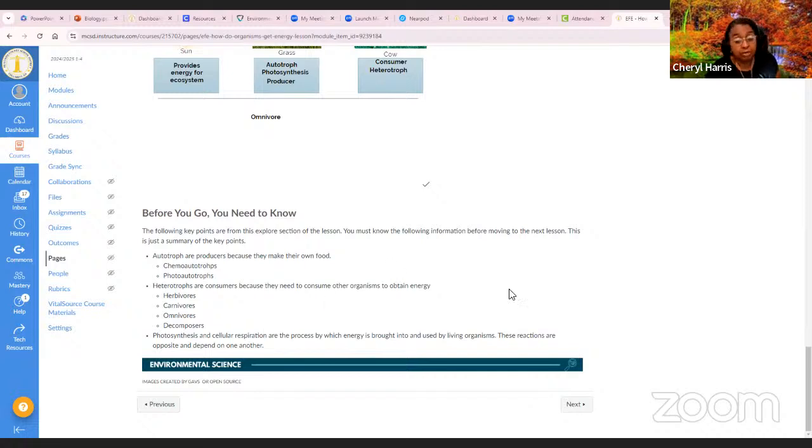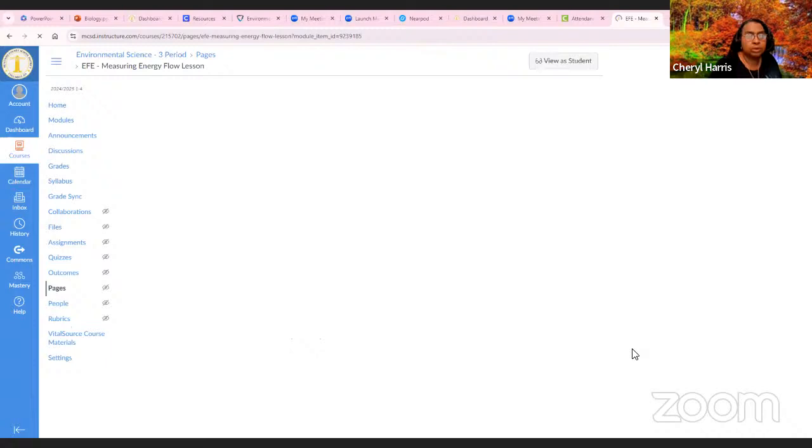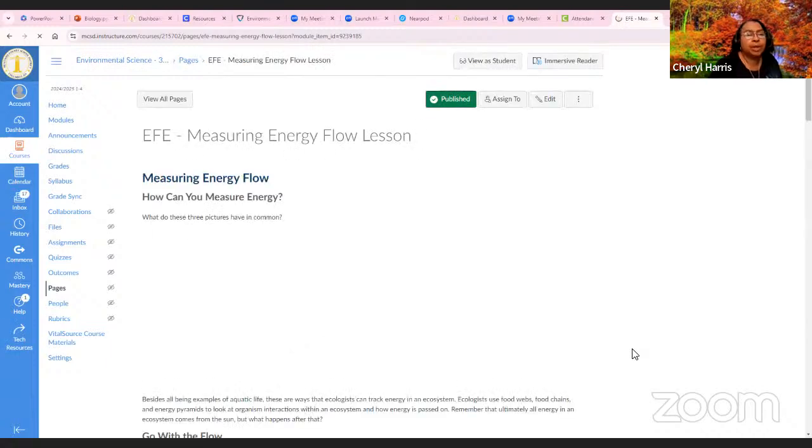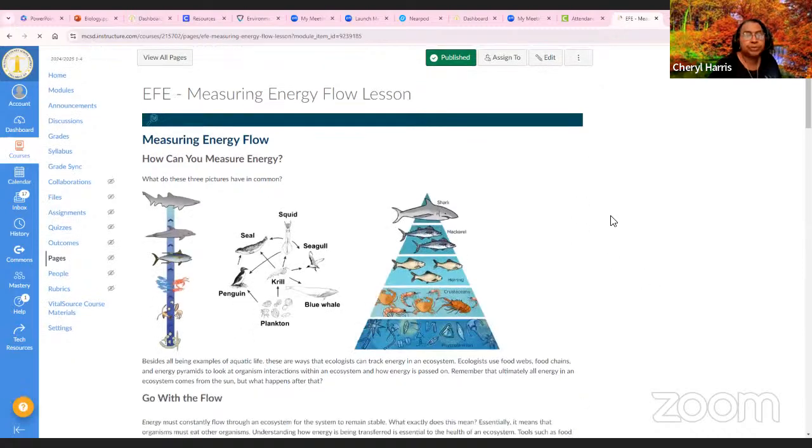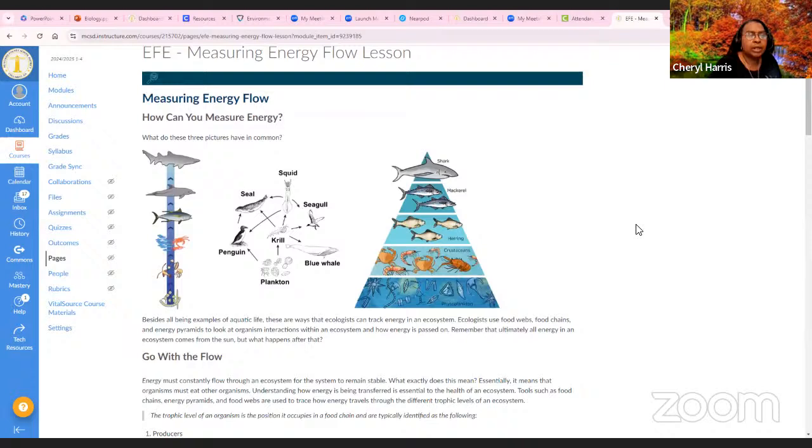All right, so that's the other thing that we have to keep in mind, that all of these things are recycled. All right, so we're going to go to the next page over here. And we're going to look at exactly how this flows.